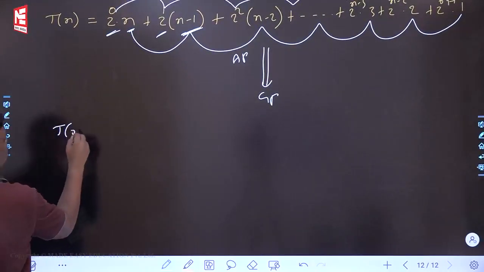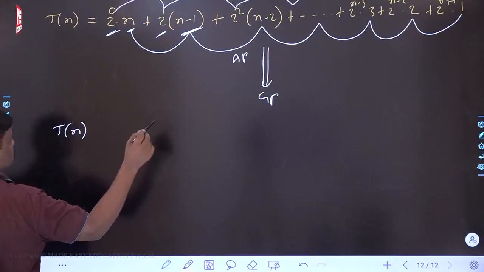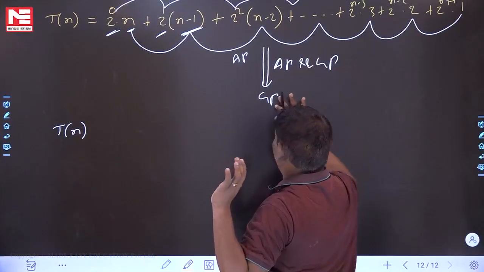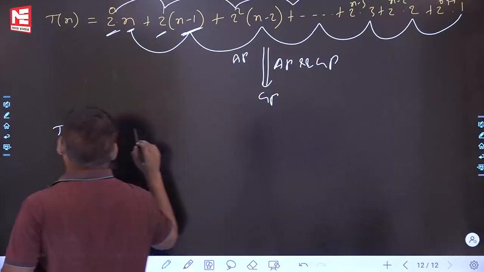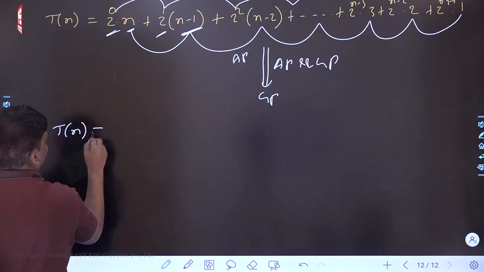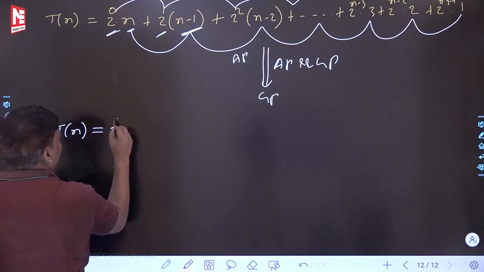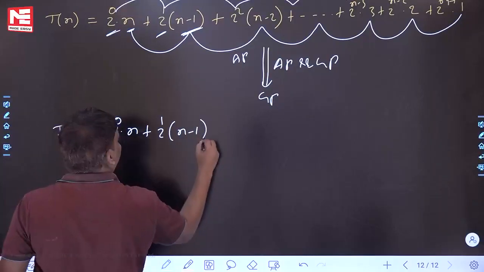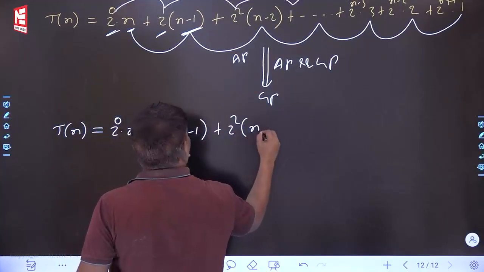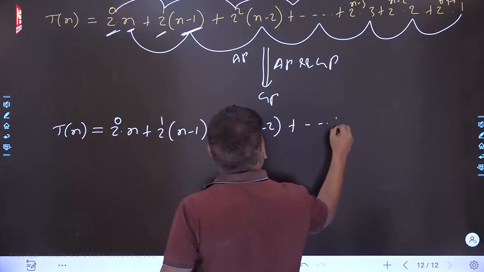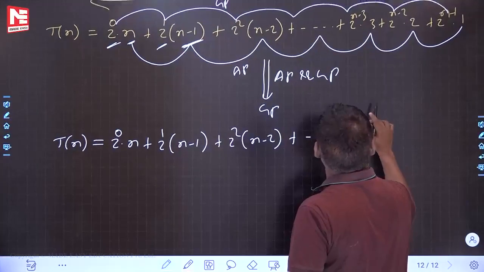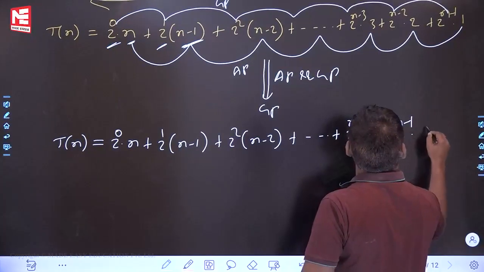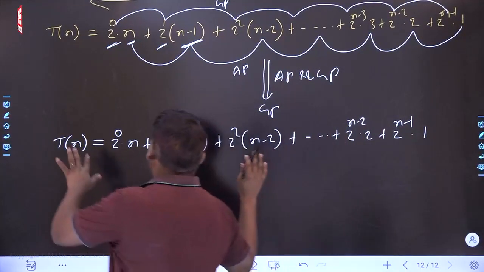Tn is equal to... Let me write once again. How to convert APGP into GP? There is a standard procedure, just follow it. Tn is equal to 2 power 0 into n, 2 power 1 into n minus 1, 2 square into n minus 2, and lastly, 2 power n minus 2 into 2, and 2 power n minus 1 into 1. This is the APGP series, that is the Tn.